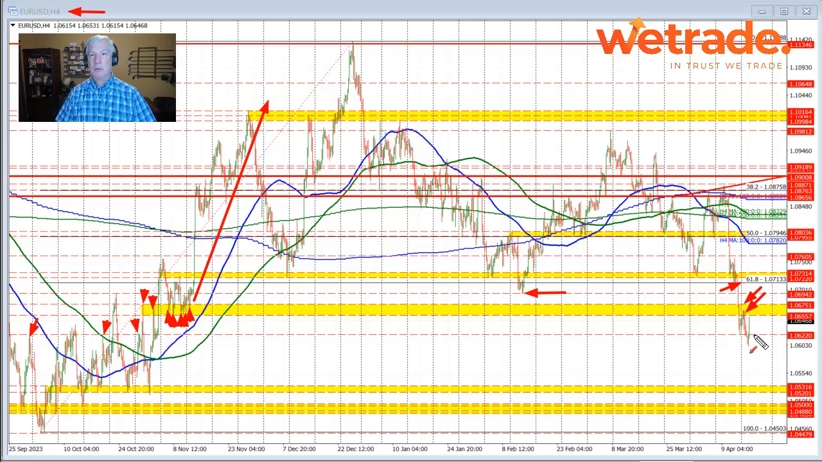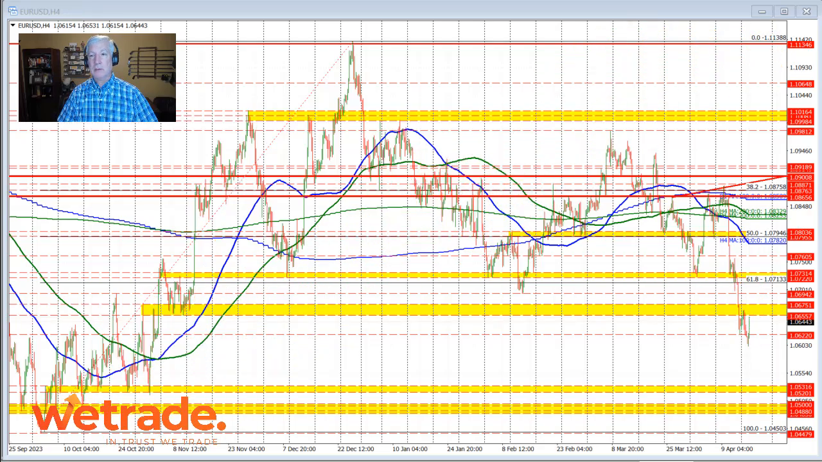But right now the sellers are more in control, even though the price is moving higher and higher on the day. The buyers still have to prove that they can get above this area right here to prove that they are taking more control in the euro versus US dollar. So just be aware of that.